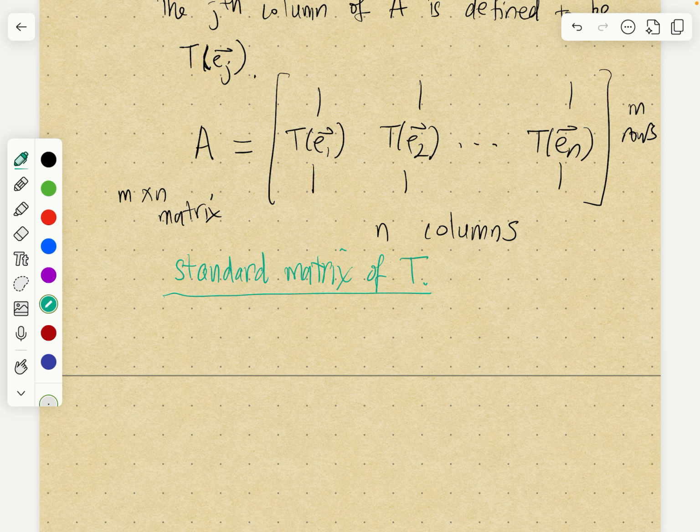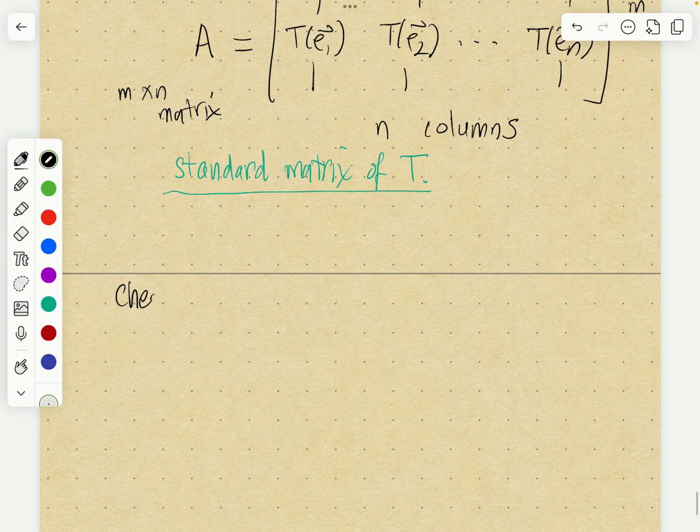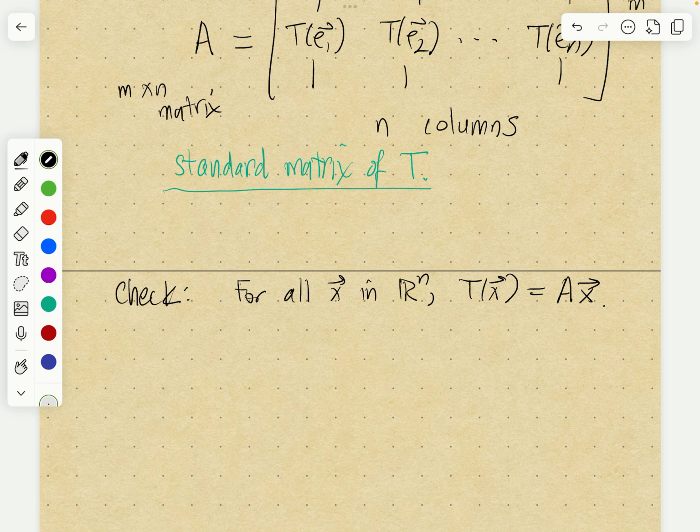But that, by itself, is not significant, right? Okay, you get this matrix, so what? The point is that we can check what's the significance of this matrix? What's so special about it? What's special about it is that for all x in R^n, T of x, what you get by plugging x into your transformation T, is the same as what you get if you do A times x. That's the point of this matrix, right?